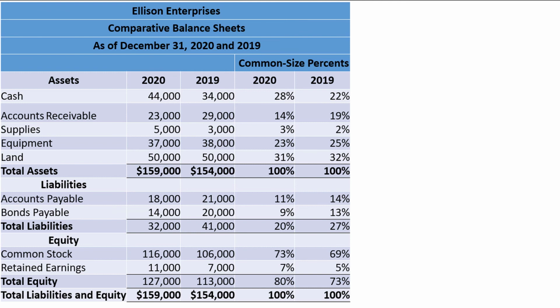From looking at the percentages, we can make a variety of observations. We see that cash is about a quarter of total assets and has increased from last year to this year as a percentage of total assets. Liabilities are only 20% of assets, which is down from 27% of total assets in 2019.